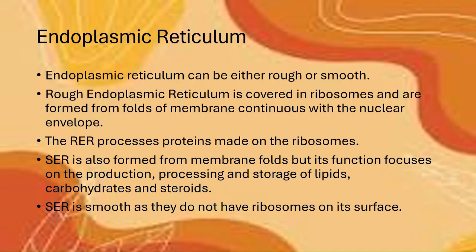So if it does not have a smooth surface and it has dots on it, it's most likely to be the rough ER. And if it's smooth with no dots, it's the smooth ER. And just to remind you guys, the dots on the rough ER are ribosomes, but you don't have to label them specifically unless they ask you to.